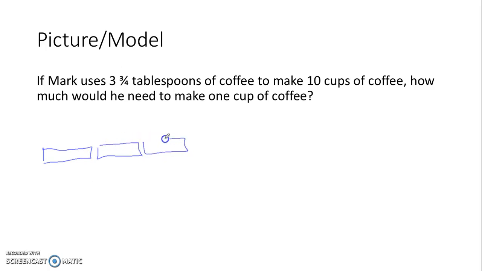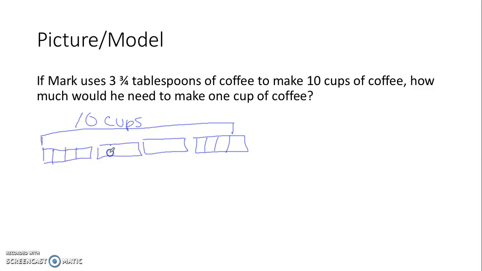Okay, so if we have 3 whole tablespoons, and we're just going to use bars, that's how I like to draw it. And we're going to split this last one into 4s because we have 4 in our denominator. And we used 3 of them, so we are going to just draw this line right here. This is how much it takes to make 10 cups of coffee. Okay, and we can divide these into 4s if you want to. And we know that we used 3 3/4.